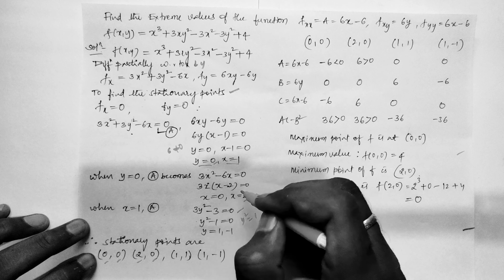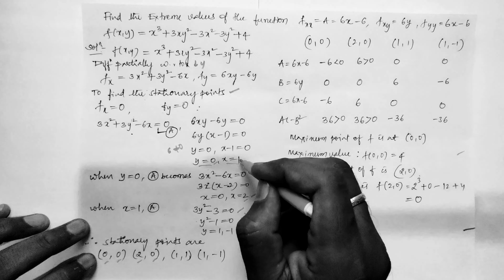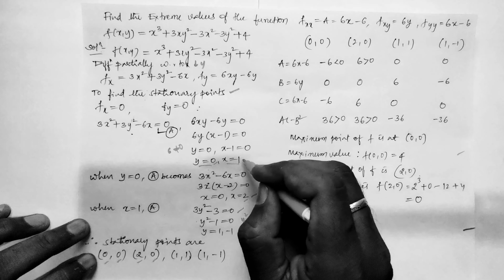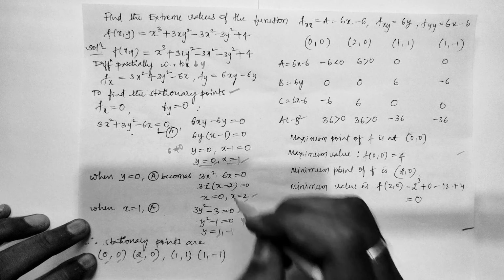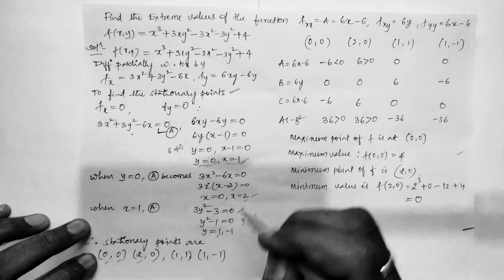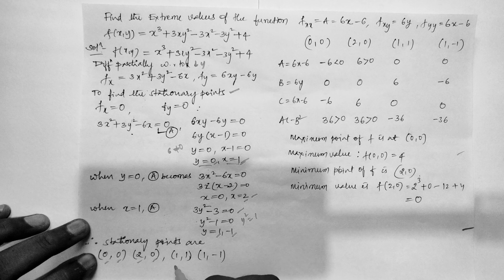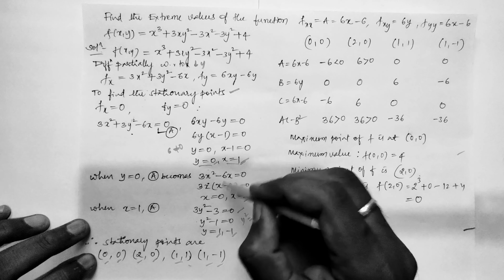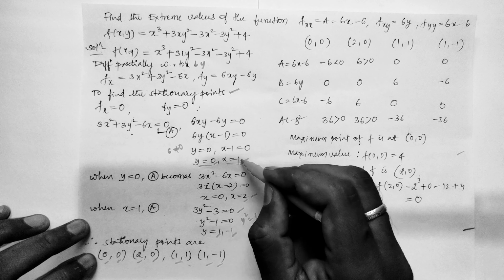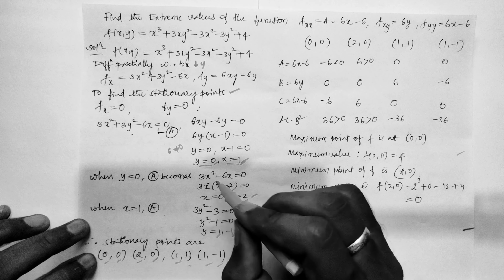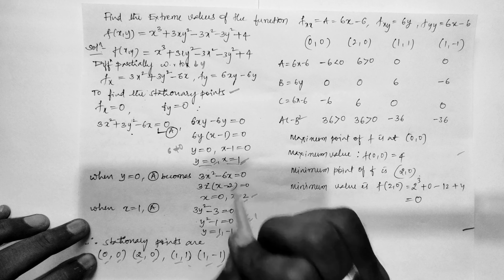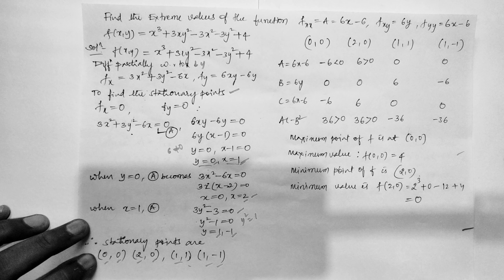You can also take x equal to 1 and y is equal to 1. Next, x is equal to 1 and y is equal to minus 1. These are the 4 points. Remember, you cannot take x equal to 0 and x equal to 1 alone, we have to take x and y together. This is the procedure.